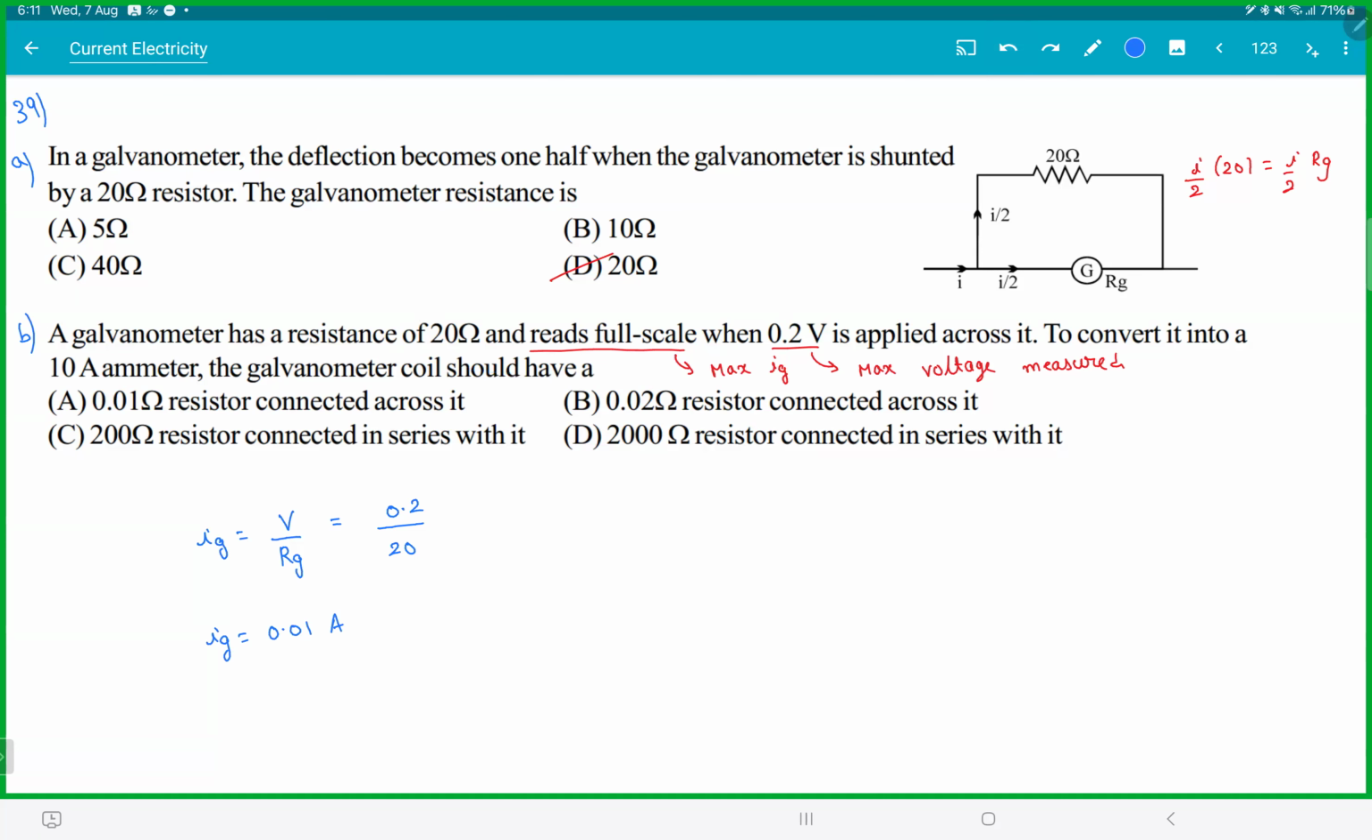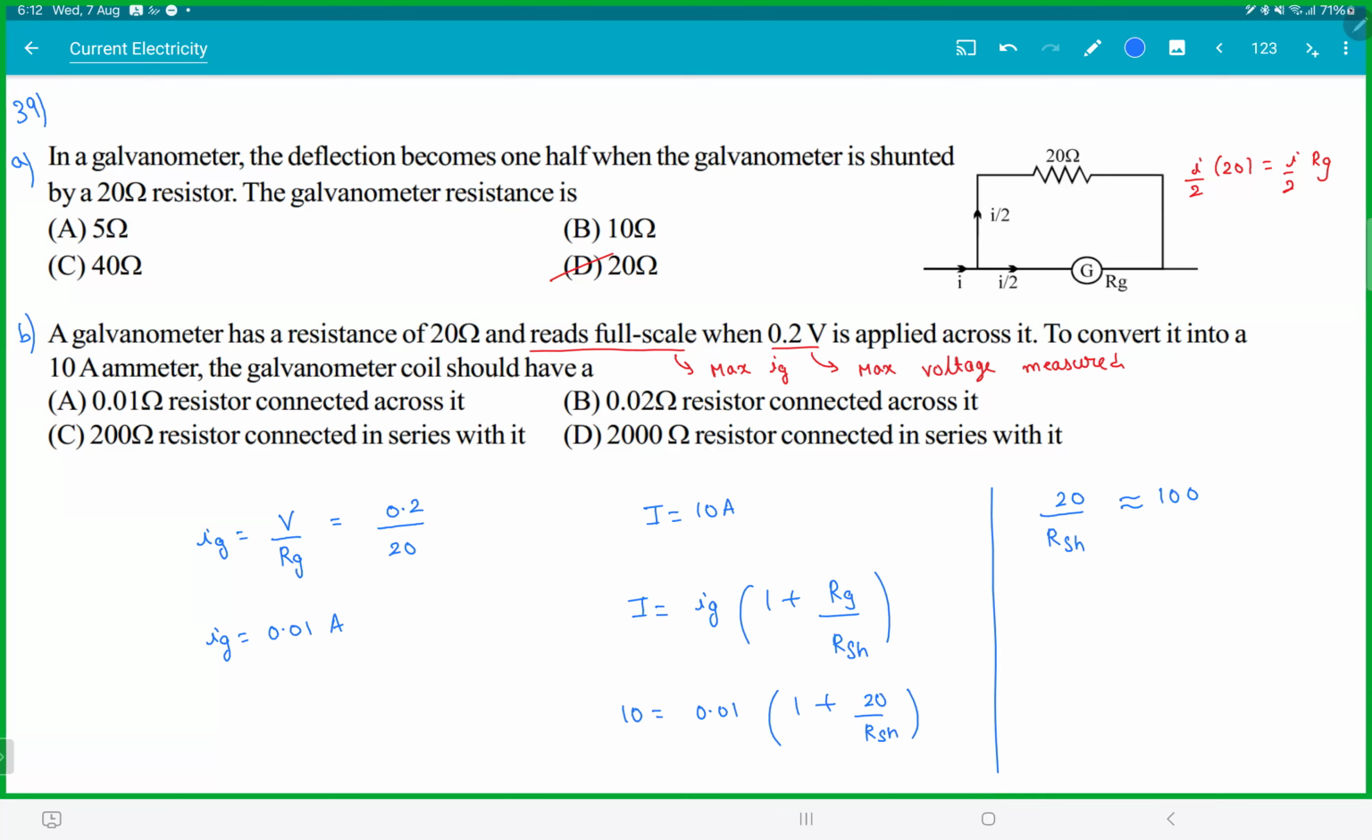Now you want to construct a 10 ampere ammeter. That means you're saying capital I is 10 ampere. IG's value I know. So I is equal to IG into 1 plus RG by R shunt. This is the formula we have to use. So capital I is 10, IG is 0.01. This is 1 and this is 20 by R shunt. That would be 20 by R shunt is approximately 99. You can approximate it to 100.